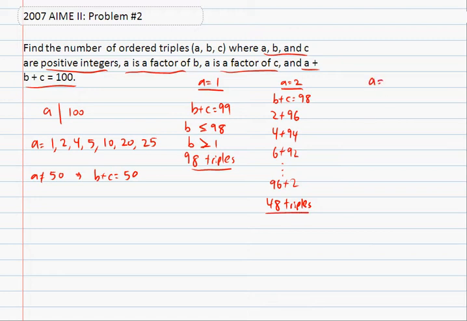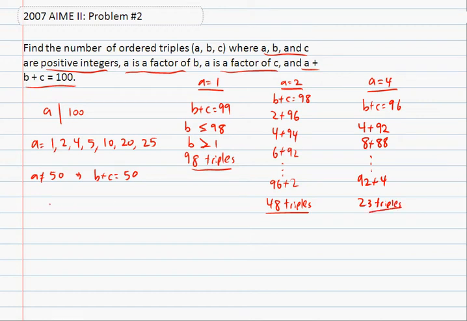Now let's move on to A equals 4. Here we have B plus C equal to 96. The lowest value of B that's possible, such that we can manage to have 4 being a factor of B and C, would be B equal to 4 and C equal to 92. Then we can have 8 plus 88, etc., all the way to 92 plus 4. This gives us a total of 92 divided by 4, or 23 triples.